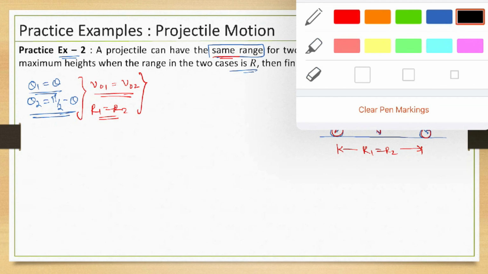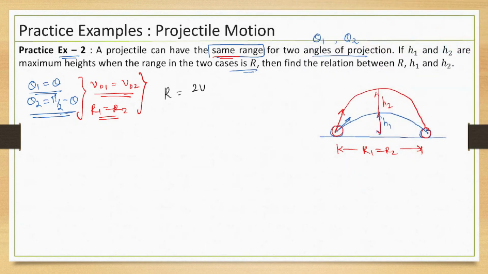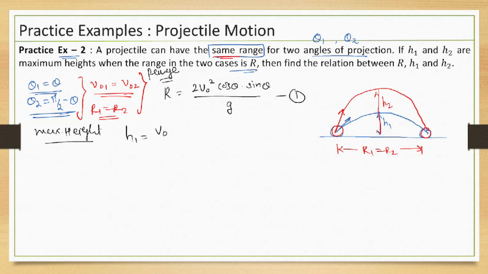Let's find this relation. What is R first? R is equal to 2 v naught square cos theta sin theta upon g, equation number 1, that is the range. Now what is the maximum height? h1 is equal to v naught square sin square theta upon 2g, considering both are thrown with the same speed. And h2 is equal to v naught square sin square of the second angle, theta 2, which is pi by 2 minus theta, upon 2g.